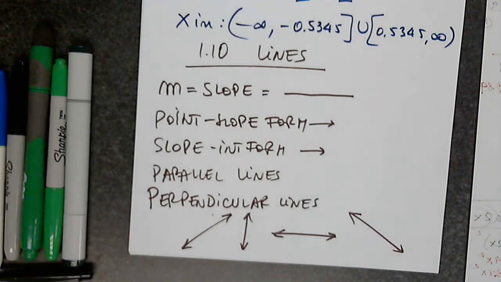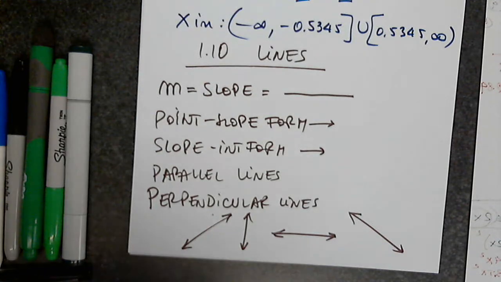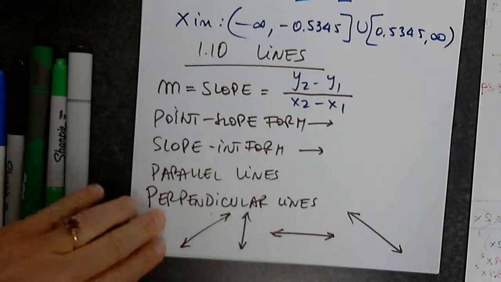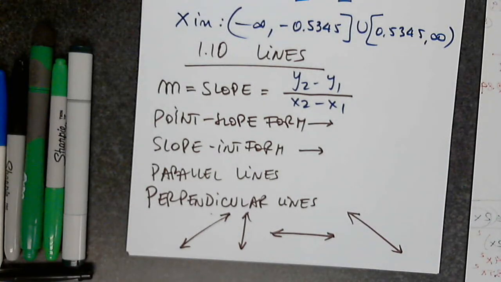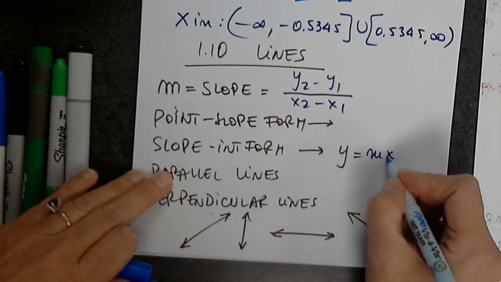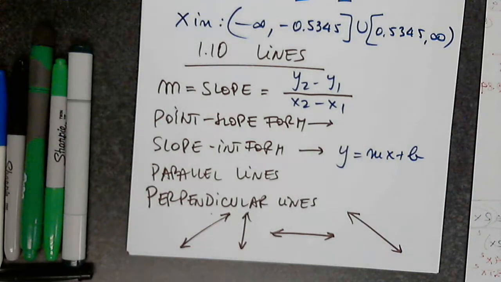Okay, can anyone dictate the slope definition, assuming we have 2 points? We are given 2 points, and we're asked to find the slope of the line passing through those 2 points. Excellent. Perfect. Indeed, rise over run, difference in y's over difference in x's. Good. Let's start with the slope-intercept form. Excellent. Perfect. Now the point-slope form, please.